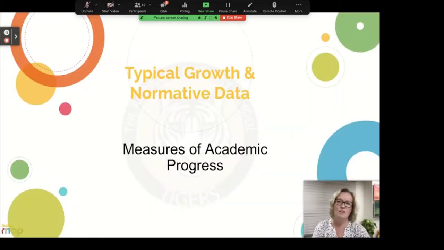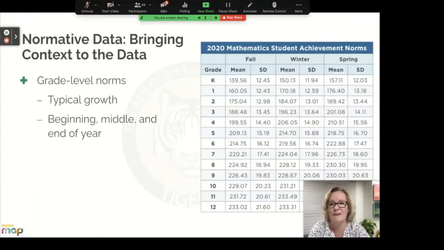Now let's talk a little bit more about this word typical. Typical is that typical growth that we may see. We have normative data which tells us what is typical. So let's dig a little bit deeper into that. This is comprised of 40 million test events where NWEA or MAP has looked at data of all of these students around the world, and they've defined what is typical.